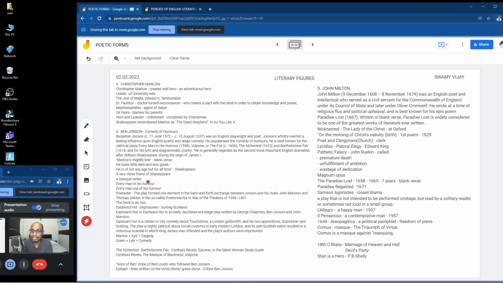Are you all recollecting or regrouping your pages? Masque, did we complete? Yes, sir, we have completed. Right, fine. So he had written Every Man in His Humor and Every Man Out of His Humor. In which play did Shakespeare act? Is it in Every Man in His Humor or Every Man Out of His Humor?